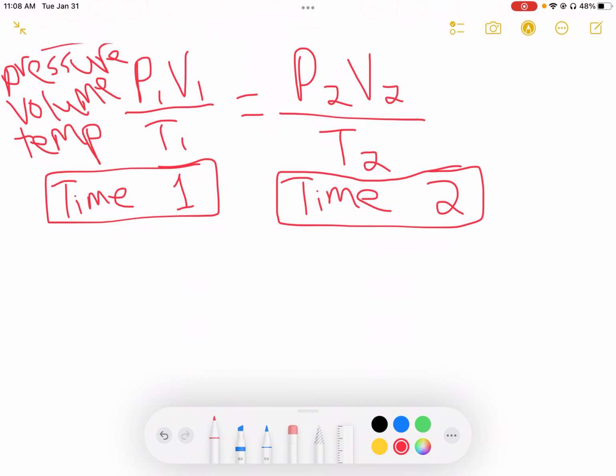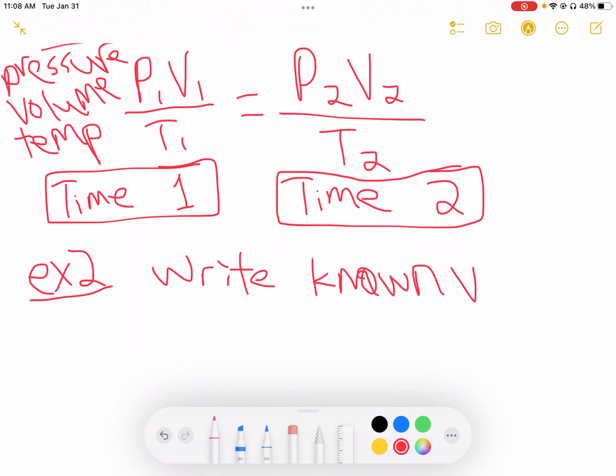So for example 2, they actually give me this long explanation, and say I have a quantity of an ideal gas. That's the important part to know. Ideal gas means that they just behave in a normal manner. So the ideal gas had initial values. First thing, we want to write what we know. So let's go ahead and write the known values.